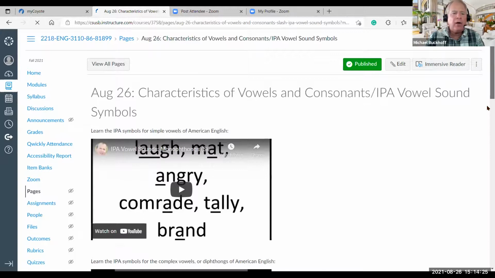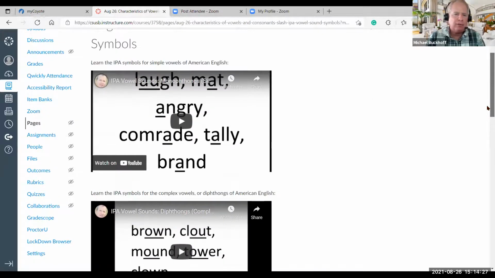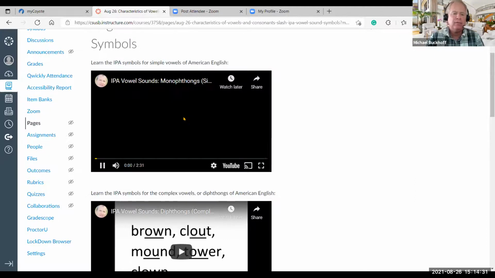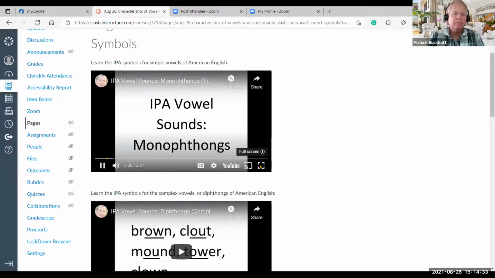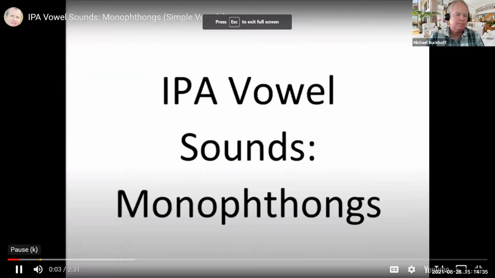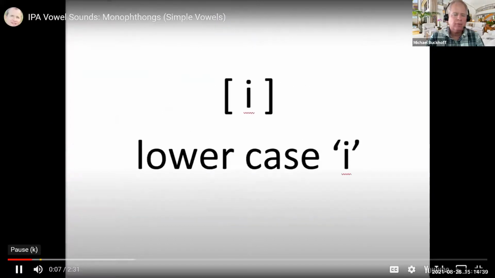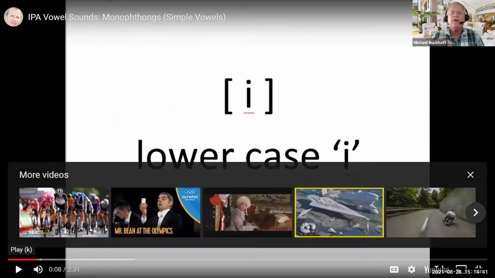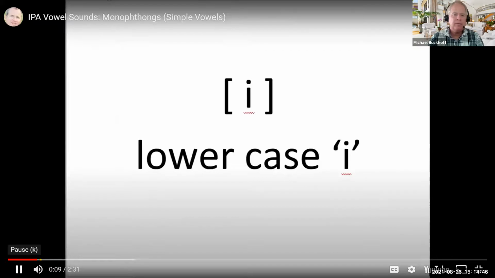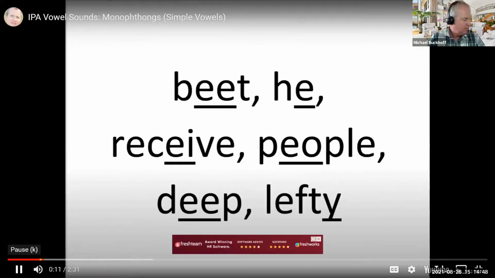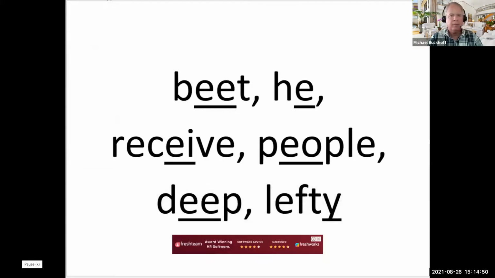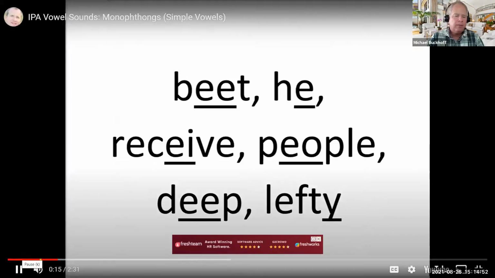Okay, let's talk about the monophthongs, right? You can look at these, AKA simple vowels. IPA vowel sounds, monophthongs. Lowercase I. So like the little I, right? That's how you look at that one, the little I. Beat, he, receive, people, deep, lefty.